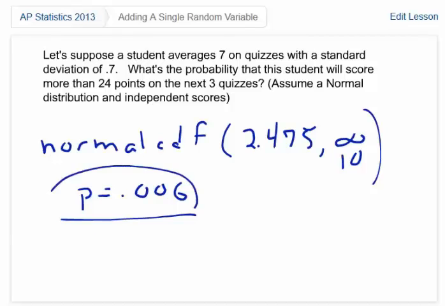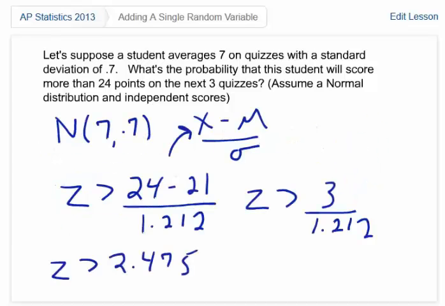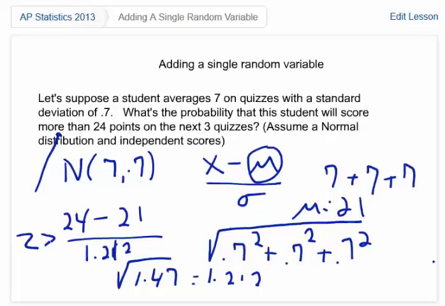Okay, so what we have is adding a single random variable. I hope this helps. It'll help with at least one of the multiple choice questions on the test.